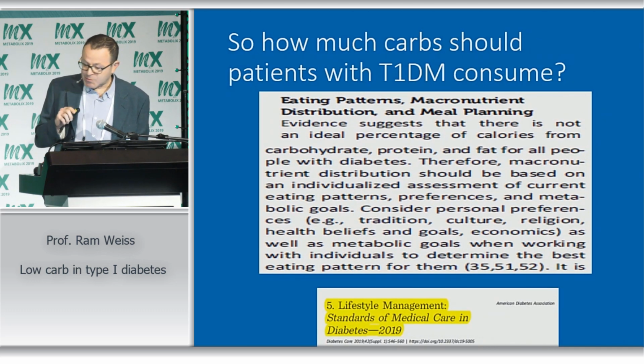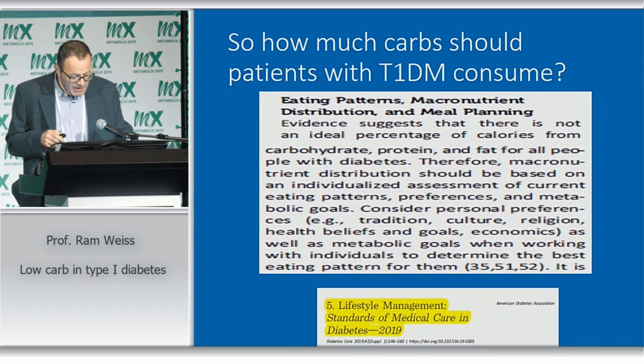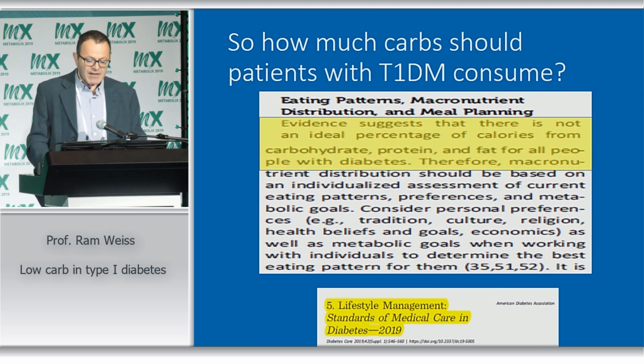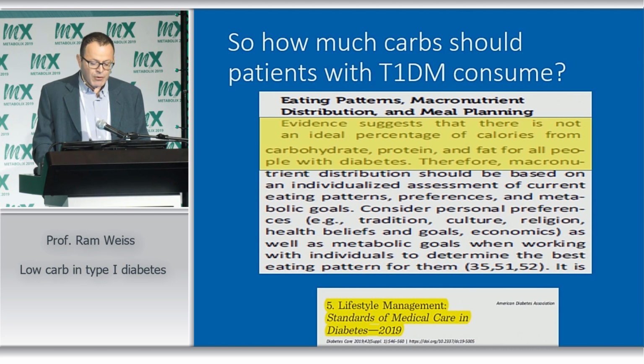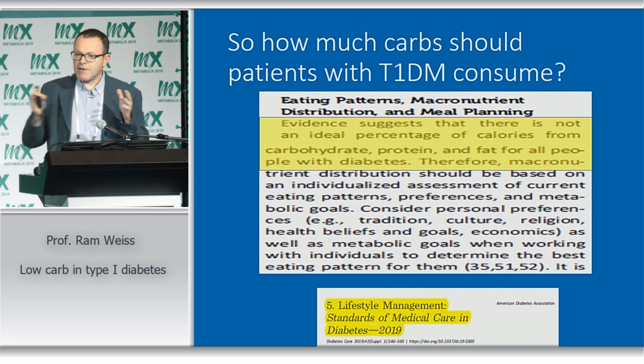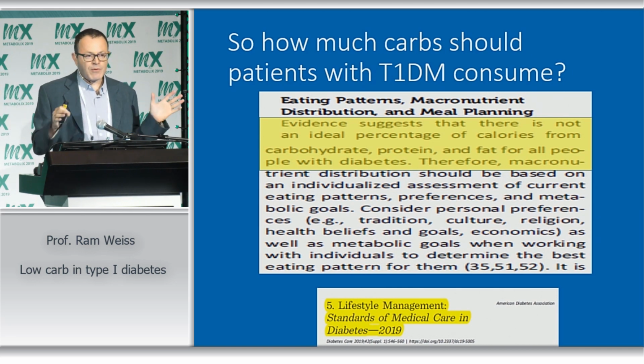You've seen this before, this is the ADA recommendations. What should a patient eat? I'm sorry this is a bit blurred, but the main thing in the 2019 guidelines says that evidence suggests that there is not an ideal percentage of calories for carbohydrate, protein, and fat for all people with diabetes. There's no specific breakdown, like you've seen in the previous talk. There's no data to say that one is better than the other.